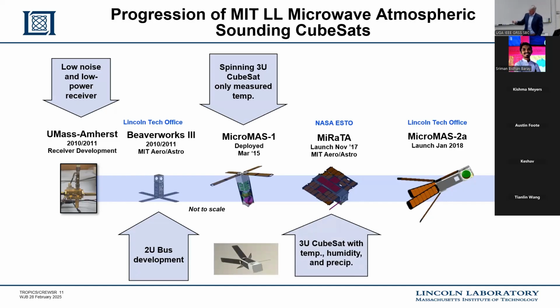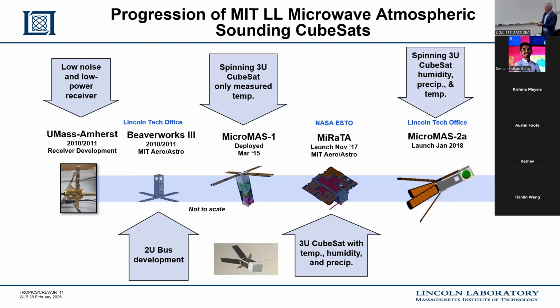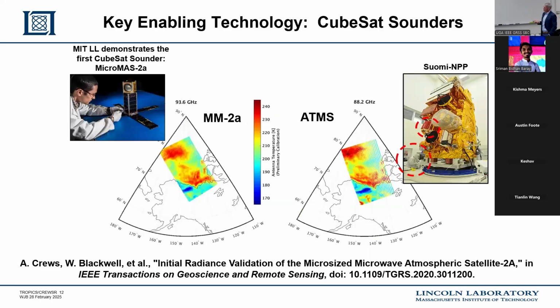So MicroMAS-1 was a temperature-only instrument. MiRaTA was temperature, humidity, and precipitation. Those are the 3 variables that we need for the tropical cyclone. That was a few years later. Then we launched MicroMAS-2A in 2018. MiRaTA did not scan. So MicroMAS-2A was the first CubeSat that had the scanning radiometer and the 3 variables that we needed: temperature, moisture, precipitation. So that was really the existence proof that this was possible, right? So we flew MicroMAS-2A in 2018. The first time anybody has done this and showed that it would work.